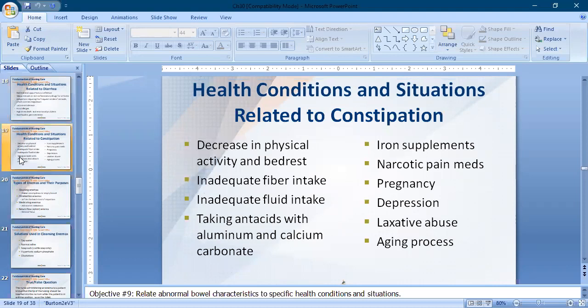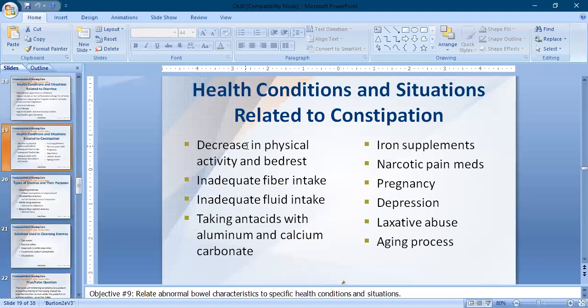And here, the health conditions and situations related to constipation. What medical conditions can cause constipation? Like I said, if movement or physical activity is less, the patient starts to develop constipation. Inadequate fiber intake, inadequate food intake, and taking antacids with aluminum or calcium cause constipation. Iron supplements cause constipation. Some kinds of morphine, pethidine, meperidine, which are narcotic, addictive medications, cause constipation.